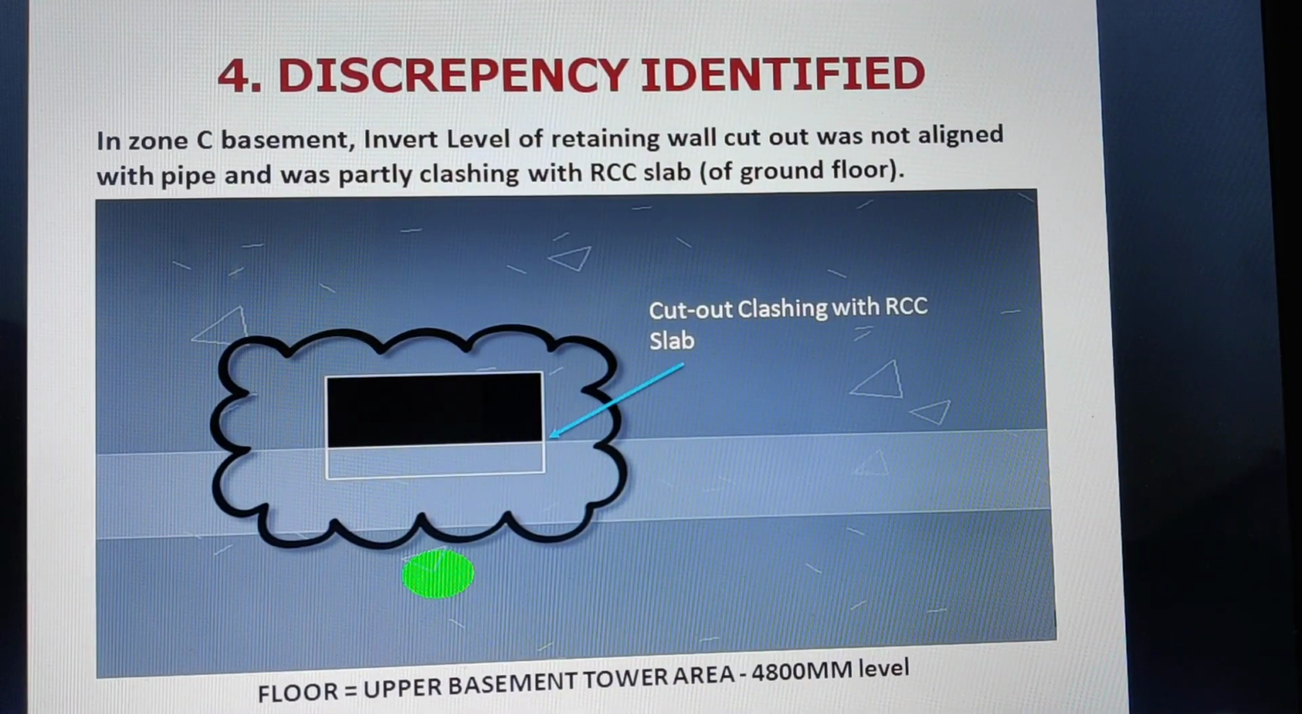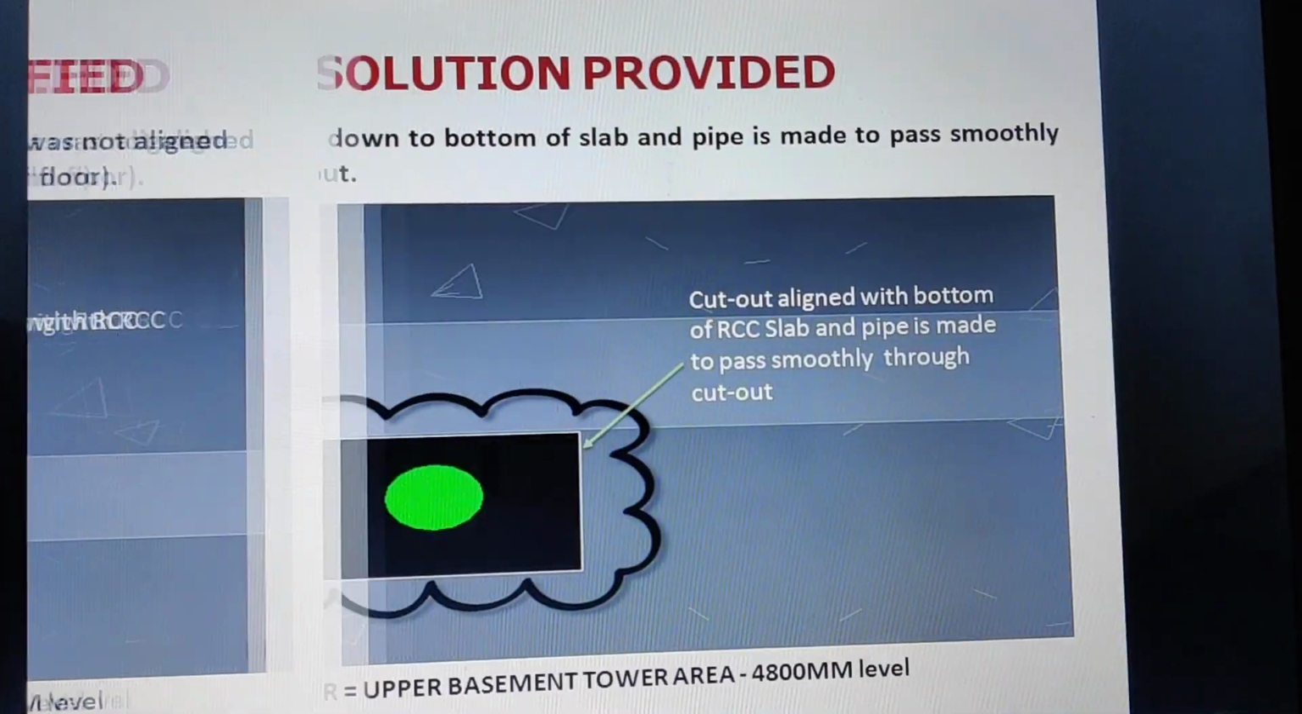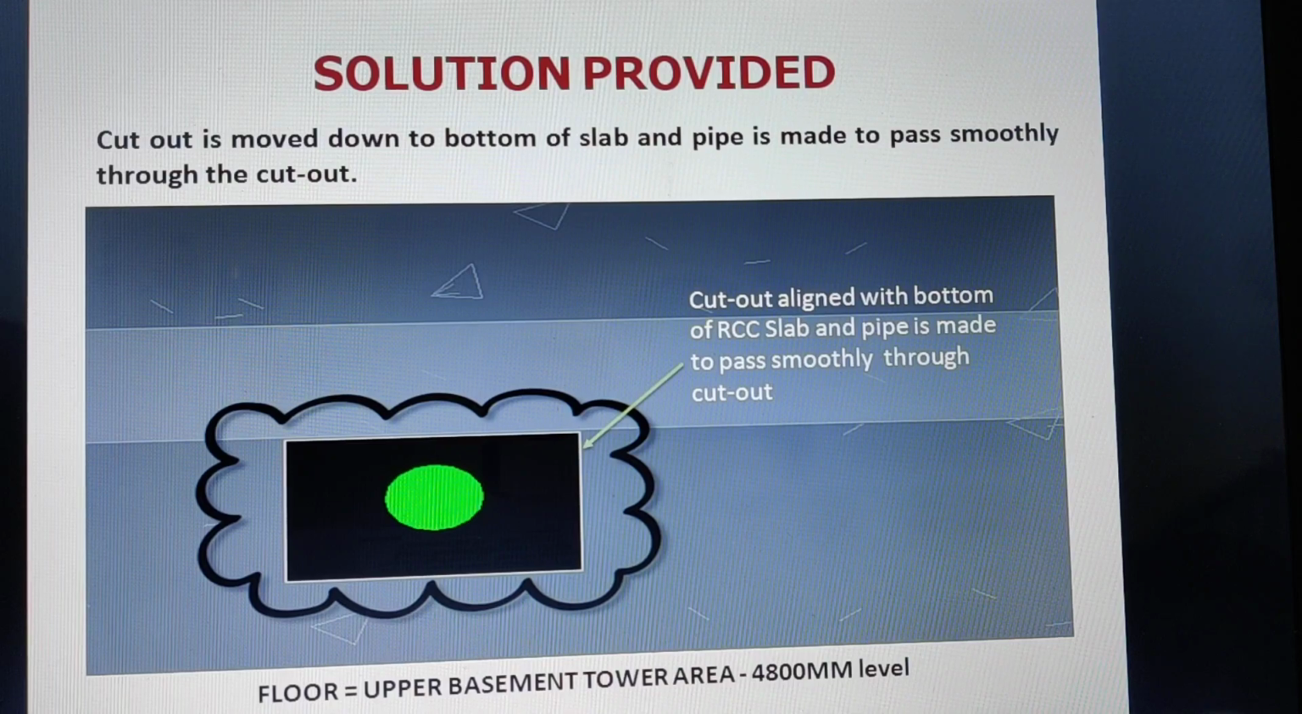Another discrepancies you can see here that basement A level of retaining wall cutout was not aligning with the pipe and partly clashing with the RCC slab, you can see. So this was taken care and correction was done, you can see here.